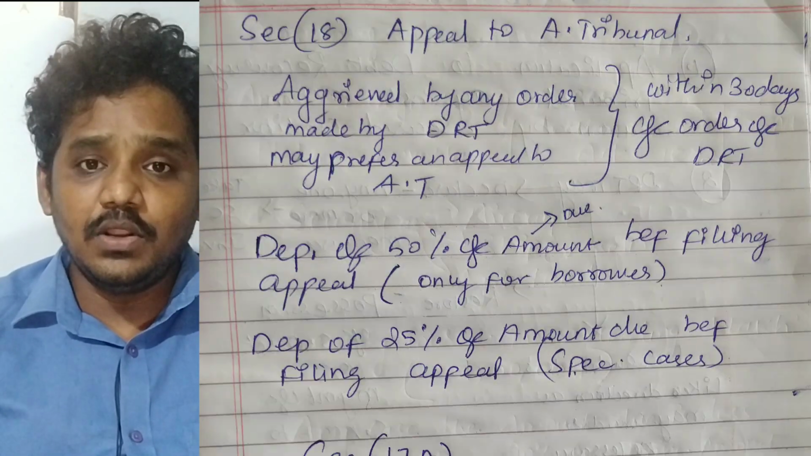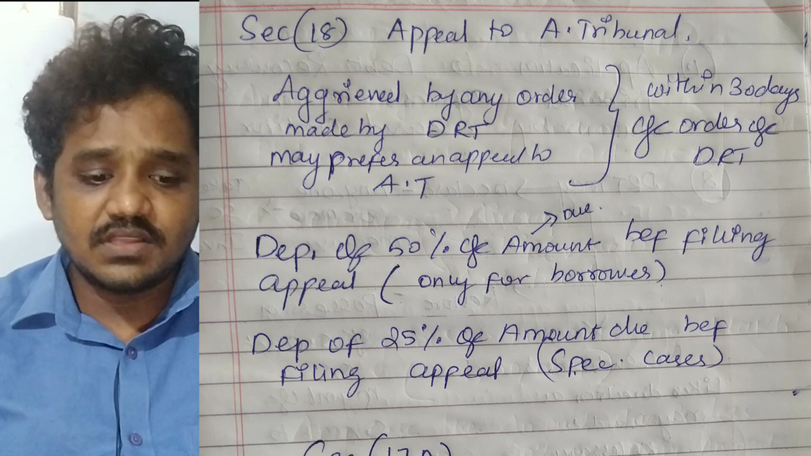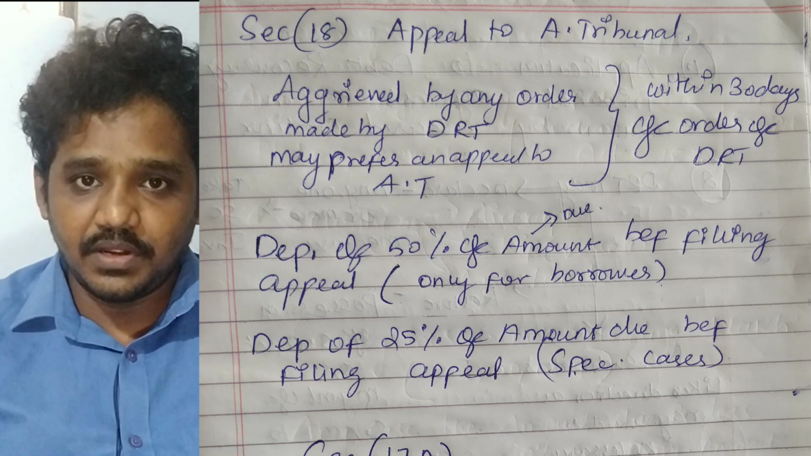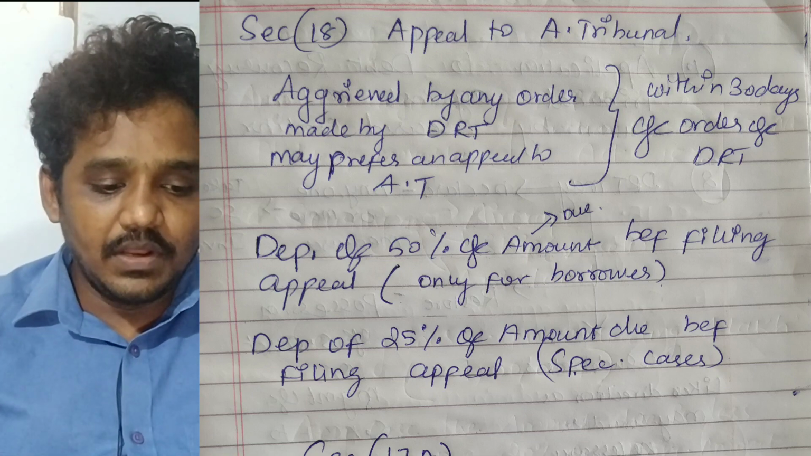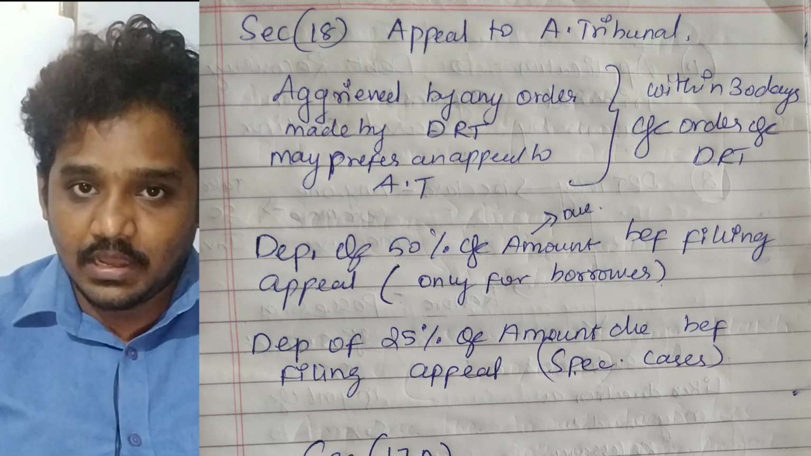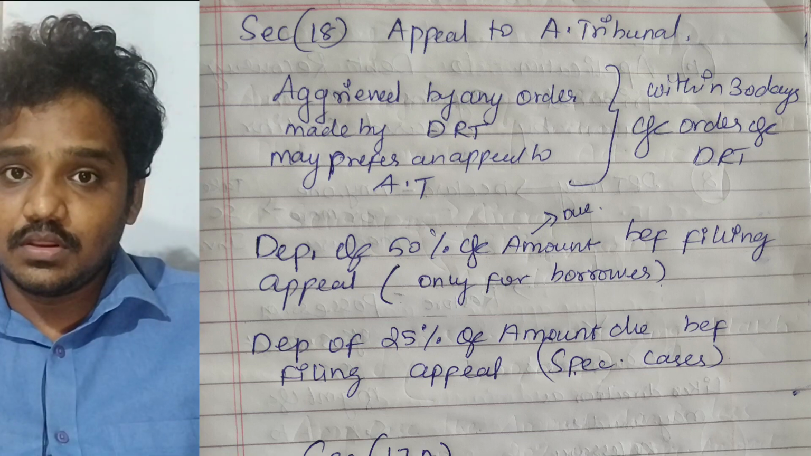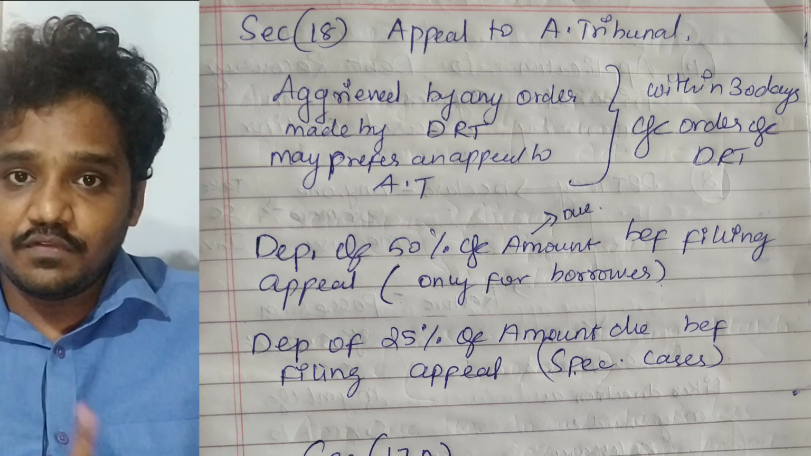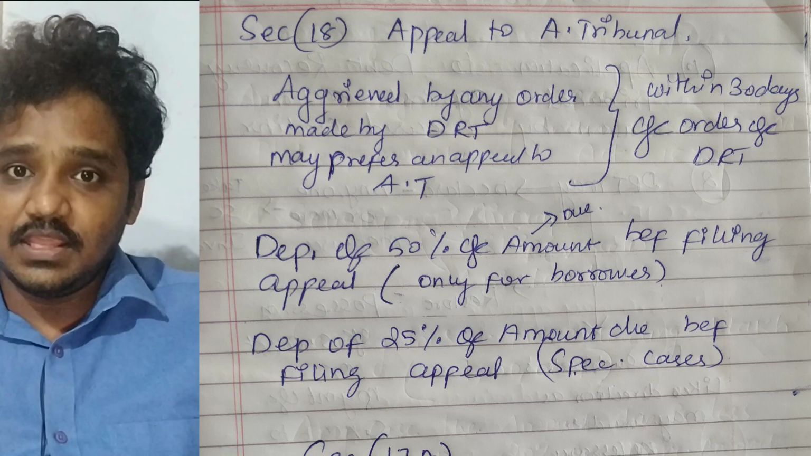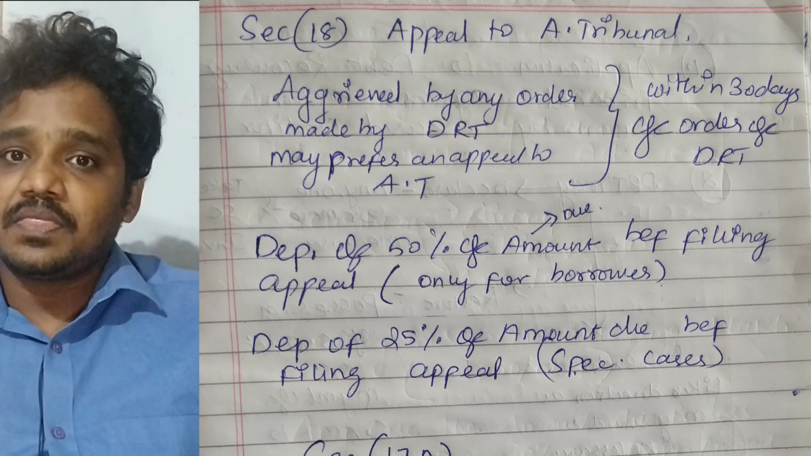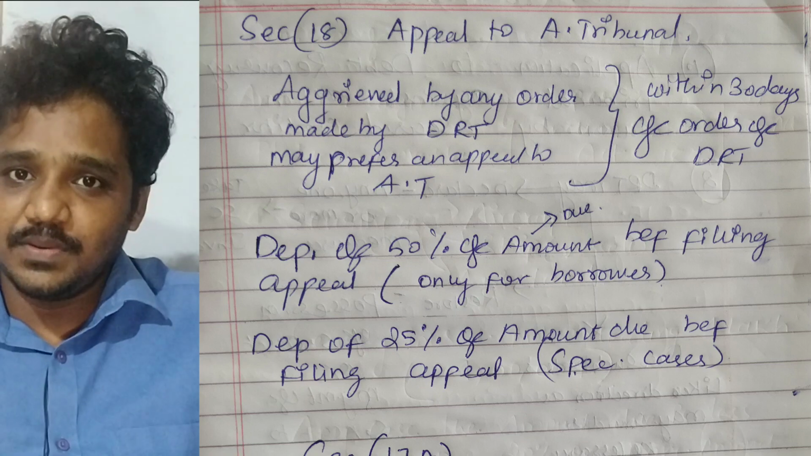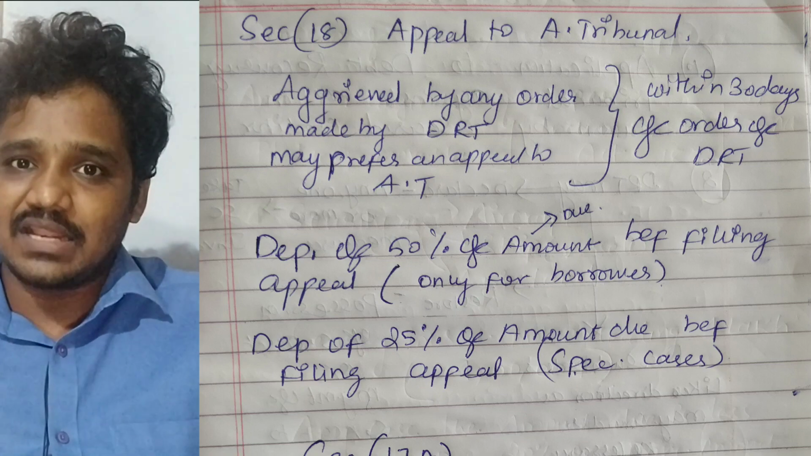Now section 18, appeal to appellate tribunal. Within how many days should an appeal be made? Within 30 days of receipt of the order of the debt recovery tribunal. Okay, an appeal can be made to the appellate tribunal. And the next step is before making an appeal, the borrower has to pay 50% of the total debt due to the secured creditor, and then they have to go for the appeal. At times, the appellate tribunal can give some concessions, like you don't have to pay 50%, just pay 25% of your debt amount and come for an appeal.